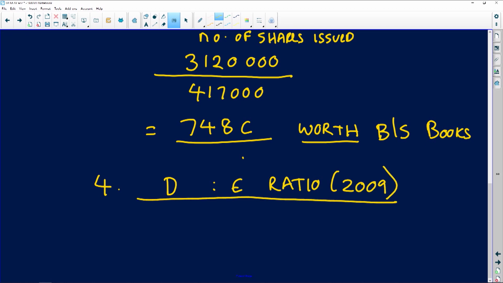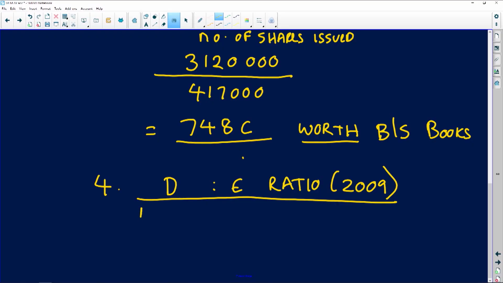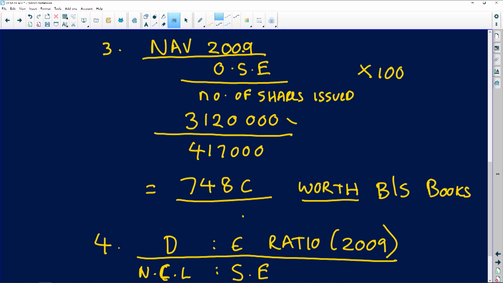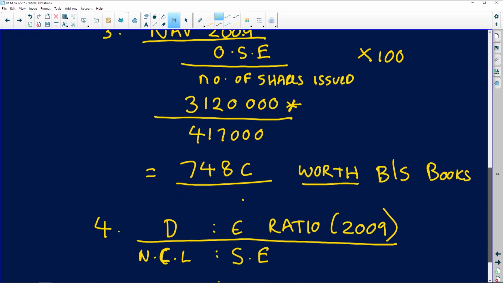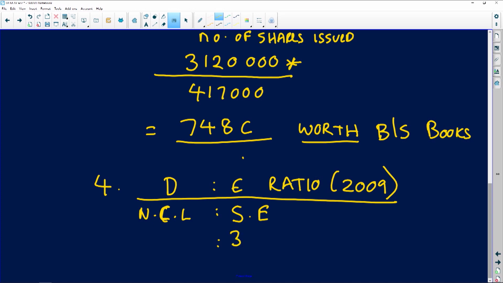So for this ratio, we're looking at shareholders' equity and we're comparing that to your non-current liability. Right, so I just want to write that down. Non-current liability, non-current, let's fix that. Non-current liability is being compared to shareholders' equity. Right, so let's start filling in the figures. Shareholders' equity, remember guys, we came across that earlier on. So there's my shareholders' equity, 3,120,000. So let me fill that in so I don't have to go back to my balance sheet.